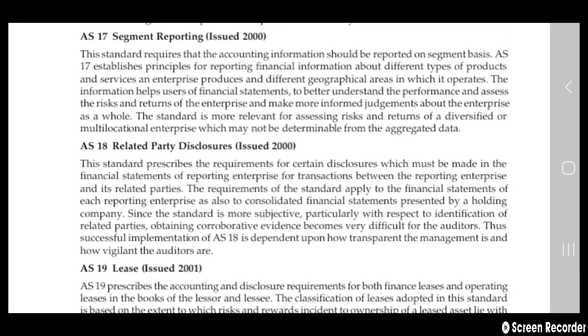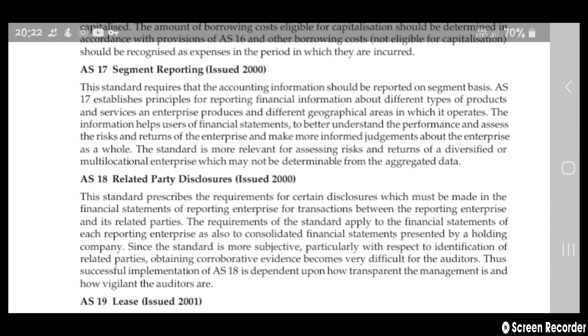Segment reporting, AS 17, was issued in 2000. This standard requires that accounting information should be reported on a segment basis. AS 17 establishes principles for reporting financial information about the different types of products and services of an enterprise. This information helps users of the financial statements better understand the performance of the company, the risks taken by the company, and make judgments about the enterprise as a whole. A diversified or multinational enterprise may have different risks and returns, which may not be determined from aggregated data.